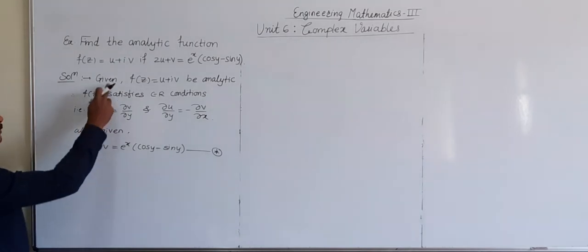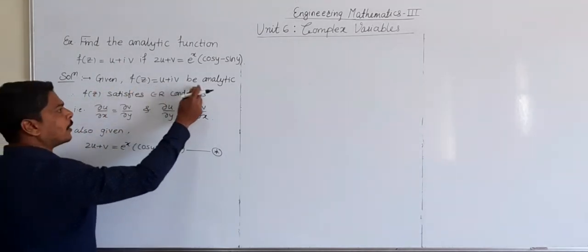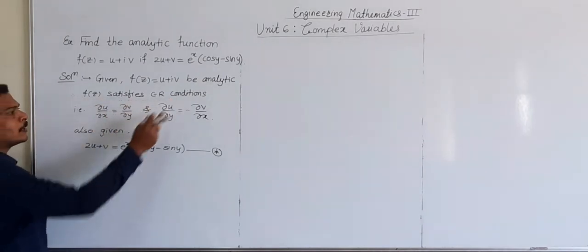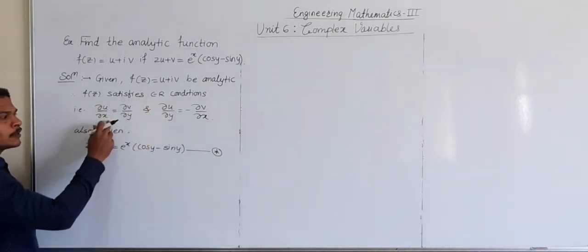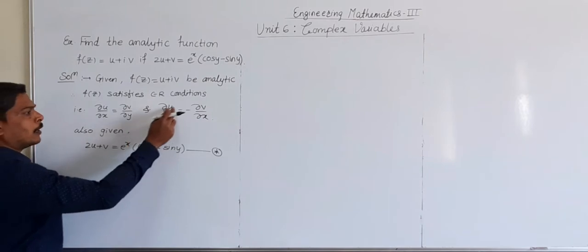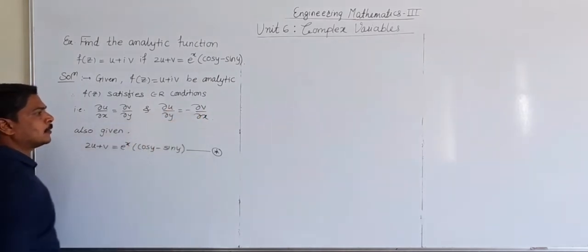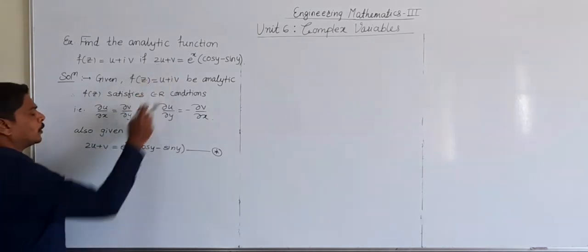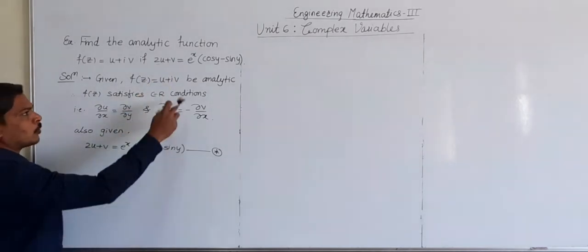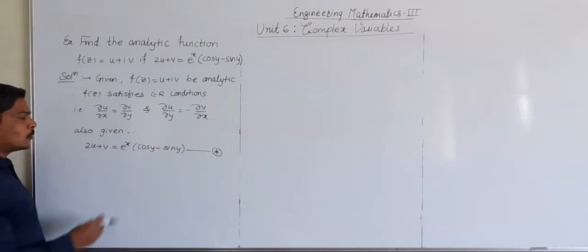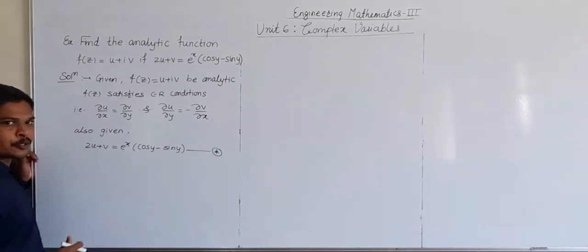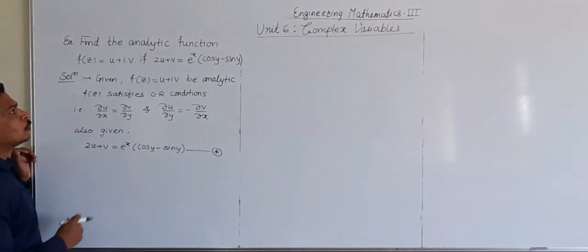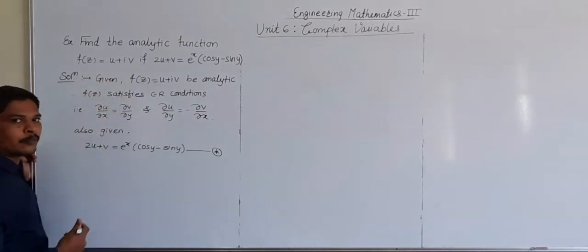First of all, write the given: f(z) = u + iv is an analytic function. Therefore, f(z) satisfies the CR conditions. That means ∂u/∂x = ∂v/∂y, and ∂u/∂y = −∂v/∂x. Also we are given 2u + v = e^x (cos y − sin y). This is the given condition, and we use it to find the analytic function f(z).